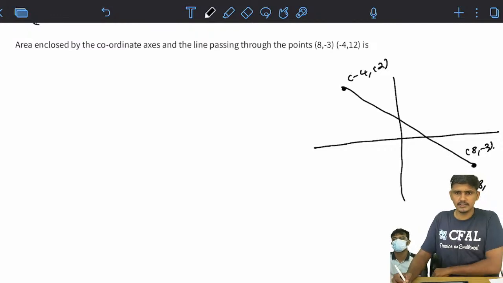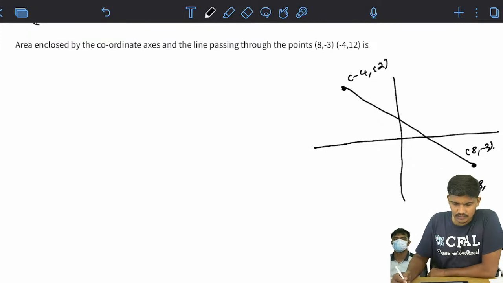There is a straight line which joins these two. And now the question they have asked is the area enclosed by the coordinate axes. Basically they are asking for this particular area. What is this area they are asking?